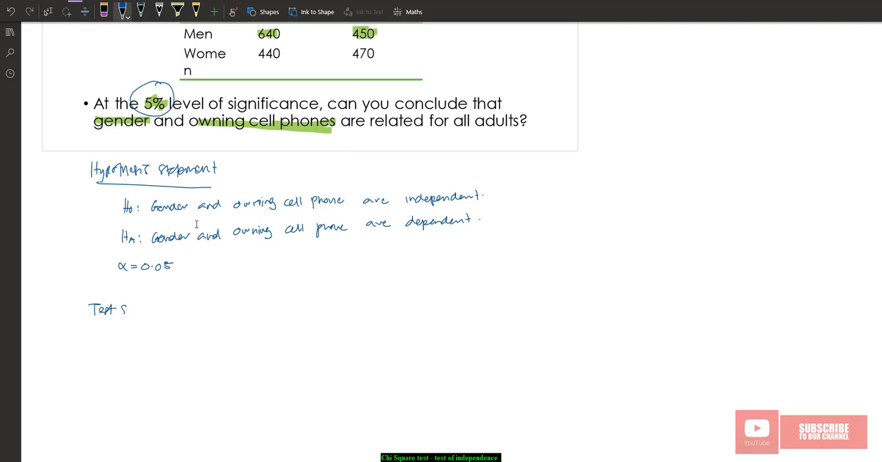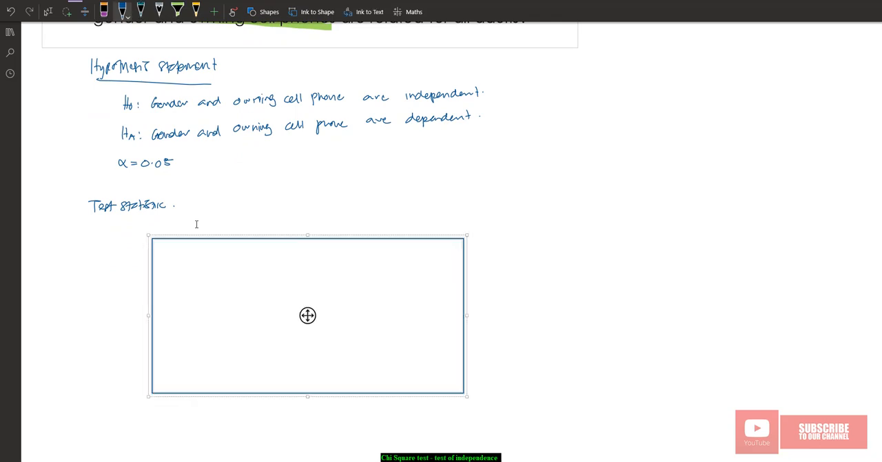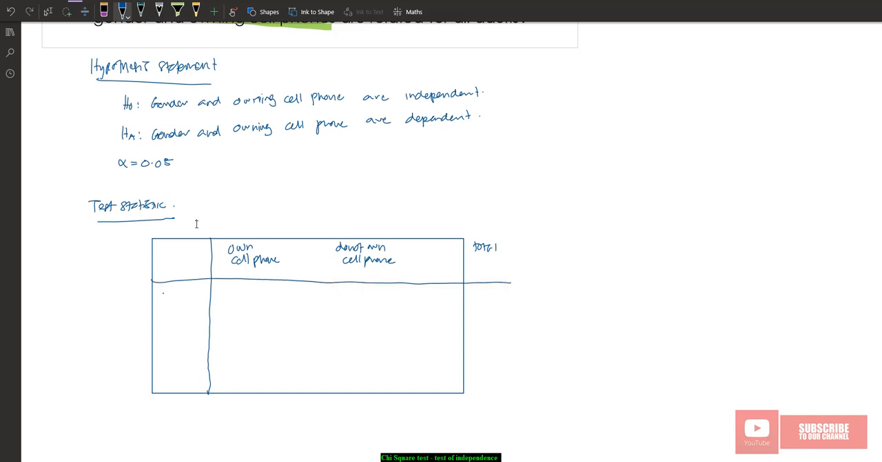And then the test statistic. So let me create a new table. For the test statistic, we have basically own a cell phone and do not own a cell phone, right? And this is the total, and we have man, which is gender, and woman, and the last one is total.